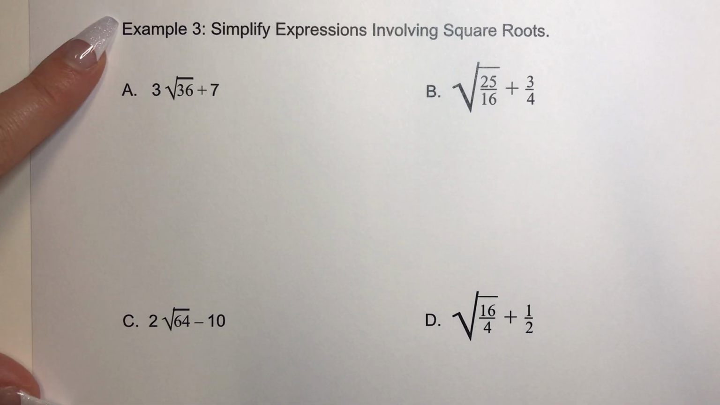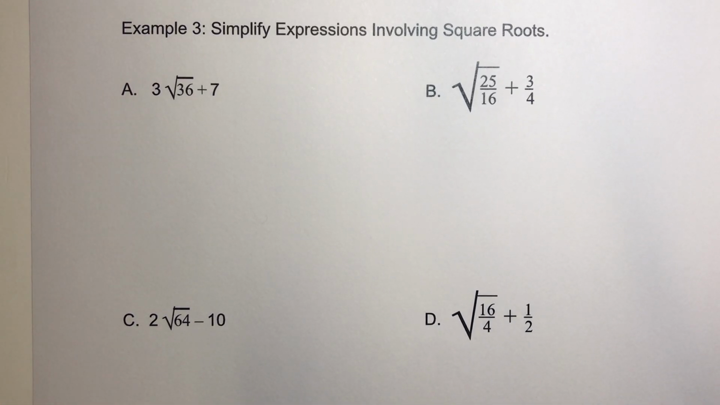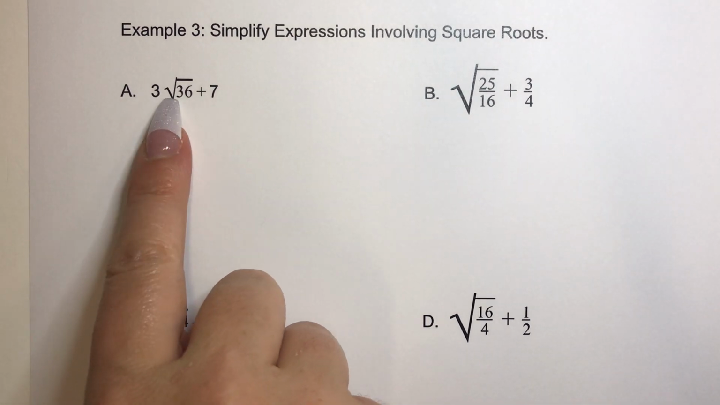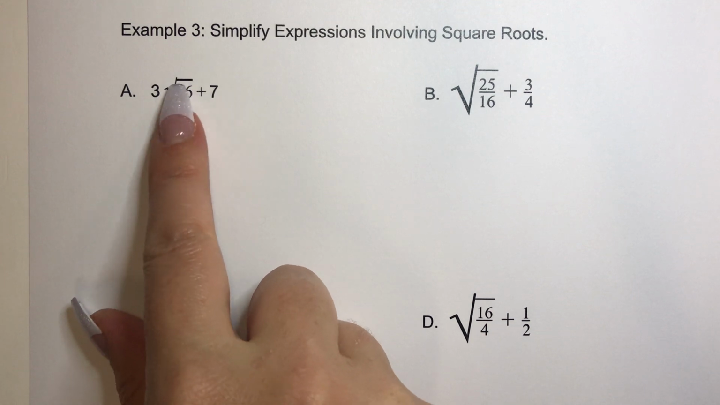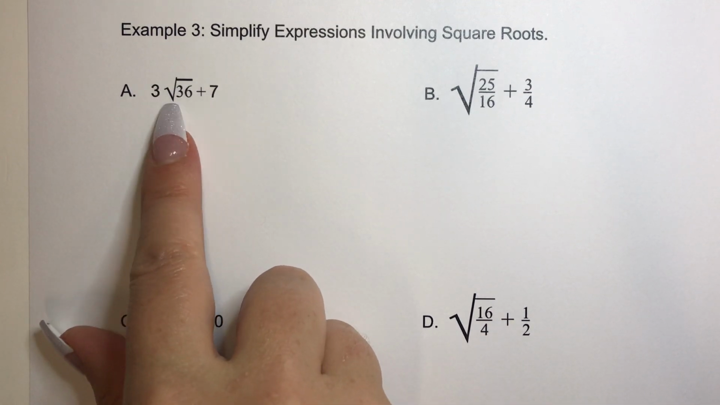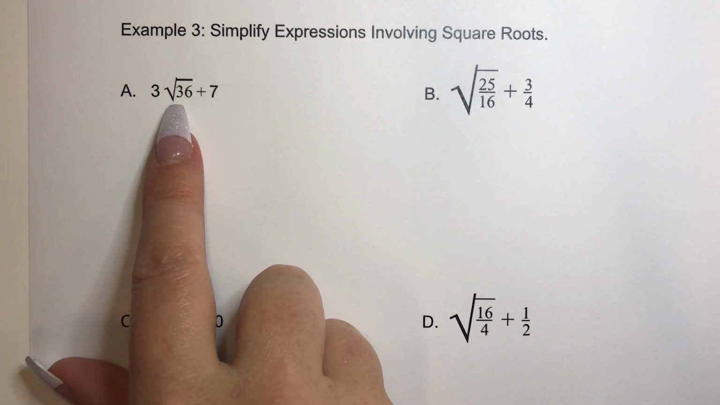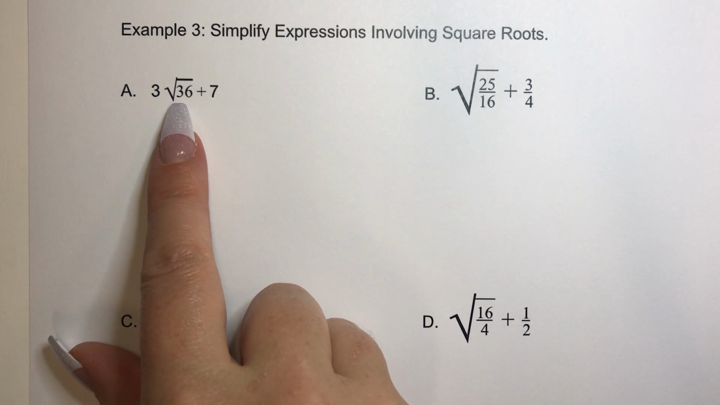Right, we're back for example 3. We're going to be simplifying expressions involving square roots. So let's look at the first one. We have 3 multiplied by the square root of 36 plus 7. So we're going to do order of operations. That's going to have us do this square root first, which is kind of like an exponent.